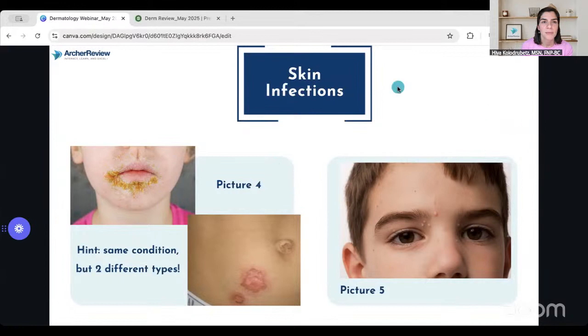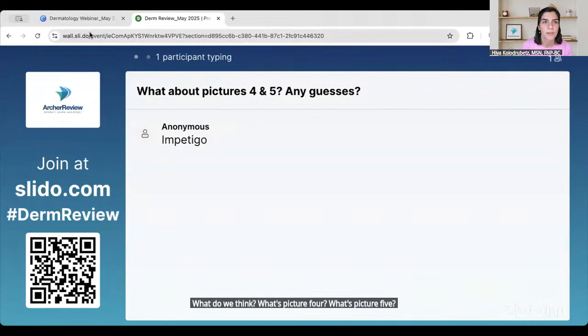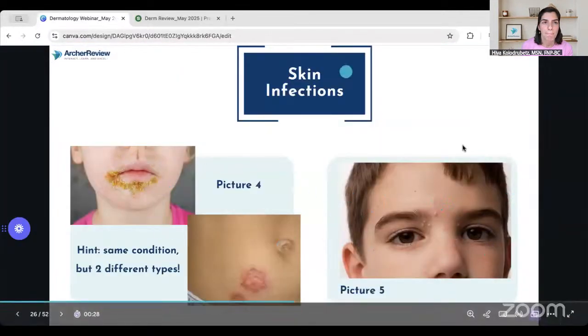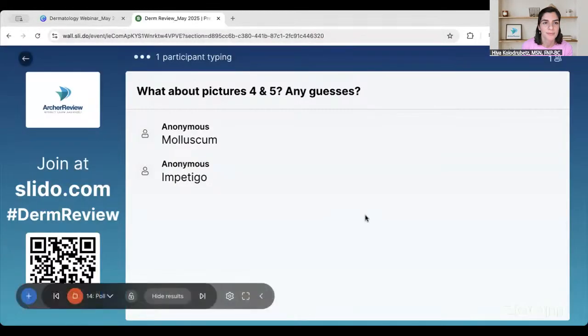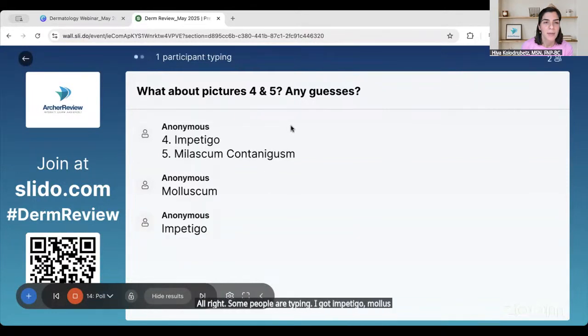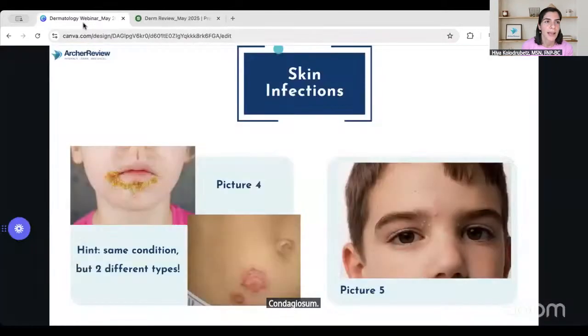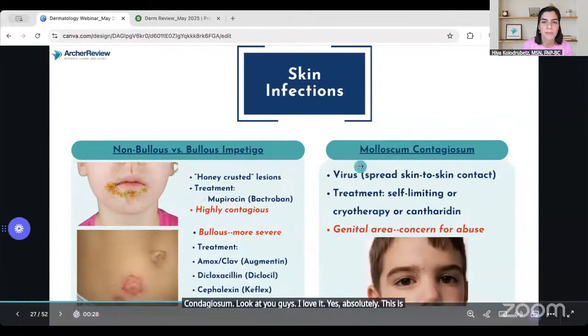What do we think? What's picture 4? What's picture 5? All right, I see one response. Somebody's guessing. All right, some people are typing. I got impetigo, molluscum, impetigo and molluscum contagiosum. Look at you guys. I love it. Yes, absolutely. This is impetigo and this is molluscum contagiosum.